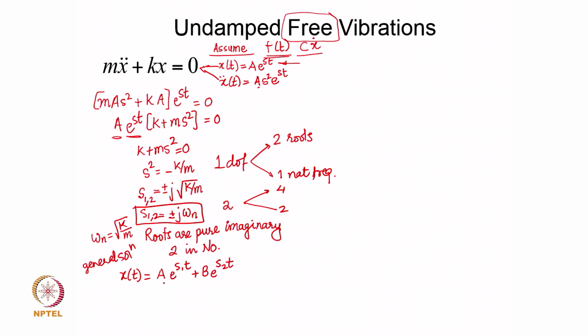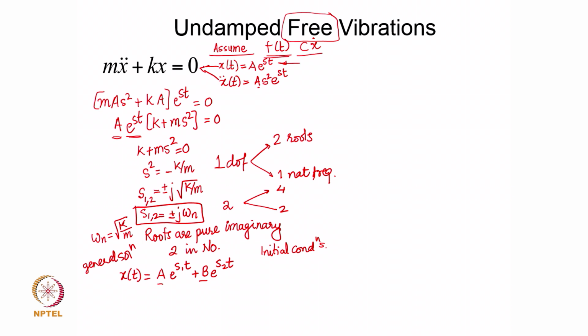Now, the question is, how do I find A and B, because unless I know both A and B, I cannot define my response at all instants of time t. Okay. So, therefore, I shall have to obtain A and B, and the way I can do that is by using some initial conditions, and that is what I will do. I will make use of the initial conditions to find out the values of A and B.